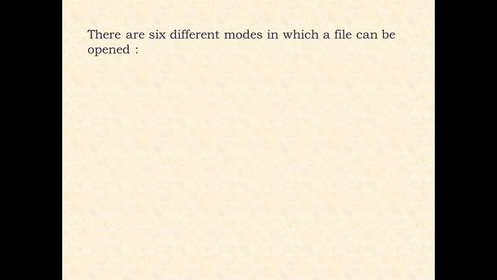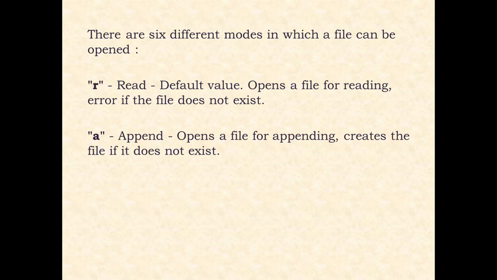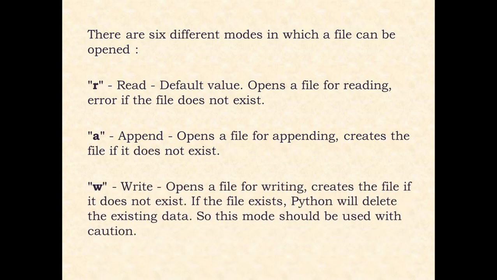Moving on to the different types of modes in Python, we are going to see 6 different modes in which a file can be opened in Python. The first mode is read mode and this is the default mode. So it opens the file for reading and it gives you an error if the file does not exist. The next mode is append mode. Append means add. So it opens a file for appending data and if the file does not exist, it will create the file.